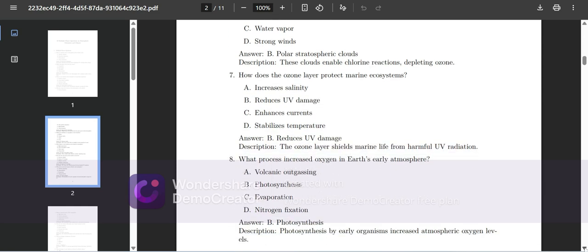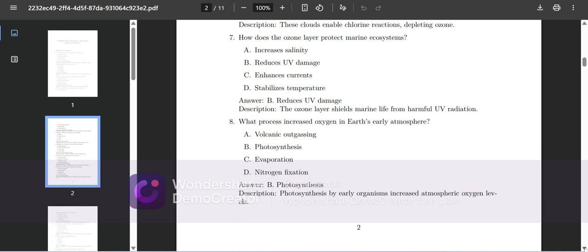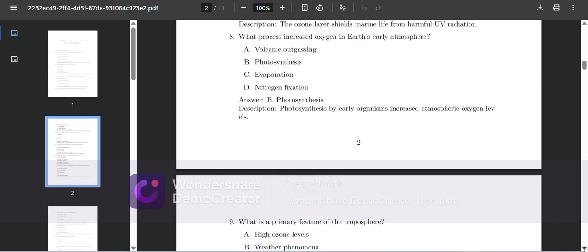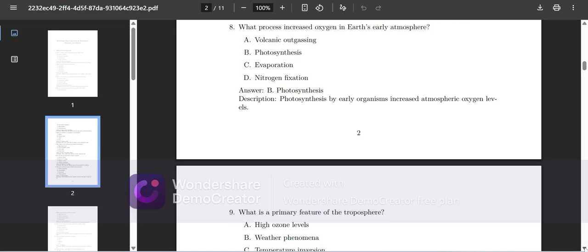How does the ozone layer protect marine ecosystems? It reduces UV damage. The ozone layer shields marine life from harmful UV radiation. What process increased oxygen in Earth's early atmosphere? Photosynthesis. Photosynthesis by early organisms increased atmospheric oxygen levels.